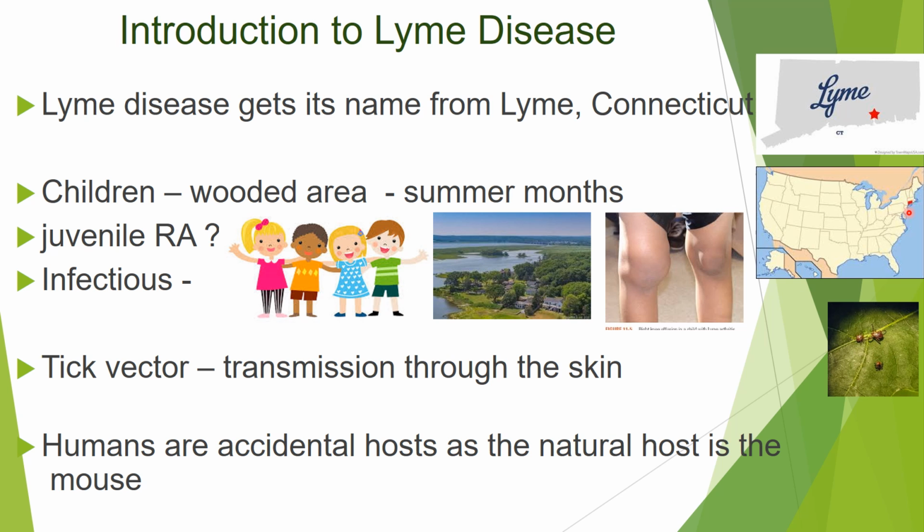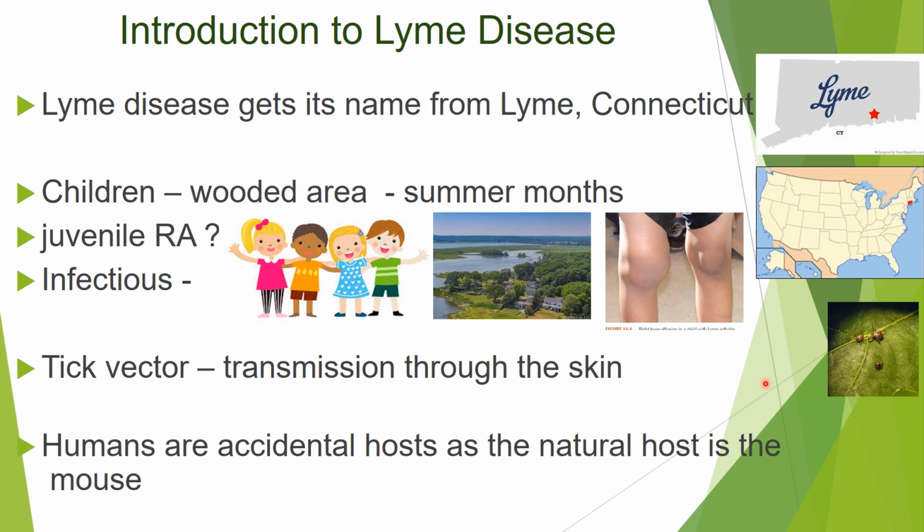All of a sudden, quite a few children presenting with symptoms of arthritis had reported to the doctor's offices. At first they thought it was juvenile rheumatoid arthritis. Then what was noticed was that all the children were or had been in a wooded area, and this happened during the summer months. Only then did the medical staff note the infectious nature of the illness and suspect the transmission through a tick vector.